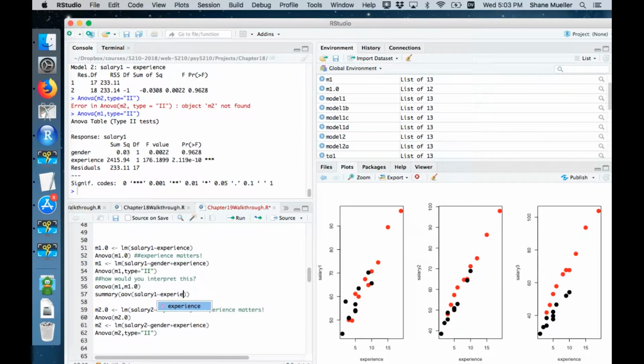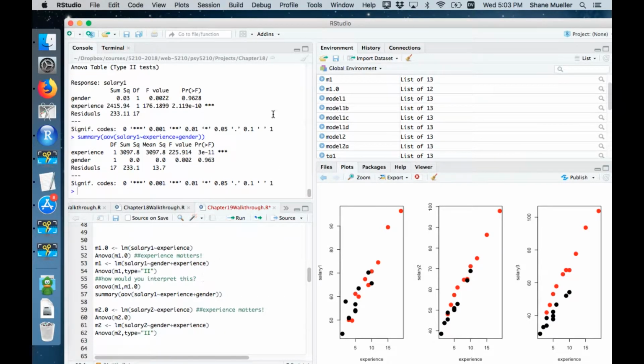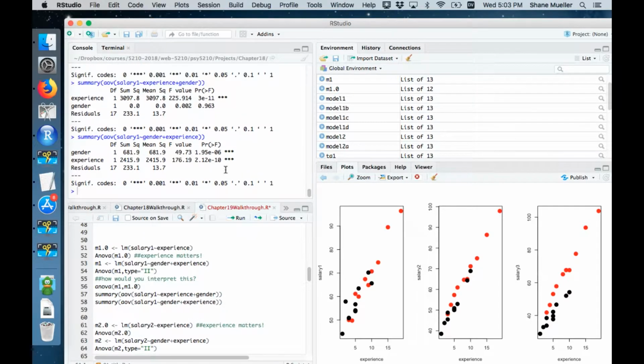now the order is going to matter. So if I did this, we find experience works, and that's it, maybe exactly the same model, but if I reverse these, here we're comparing gender to the intercept-only model, and now we see an effect of gender first, and then experience once gender is accounted for.